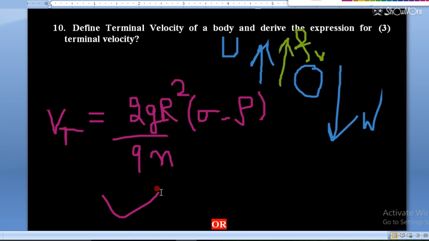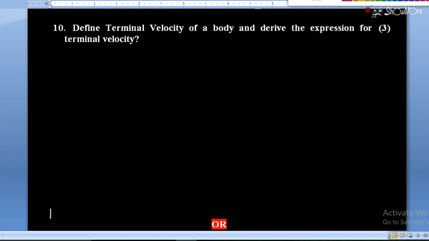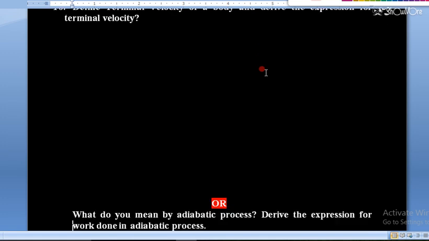Terminal velocity is the velocity at which the net force on the spherical body falling in the fluid is equal to 0. So this is the derivation of this type that you have to complete.